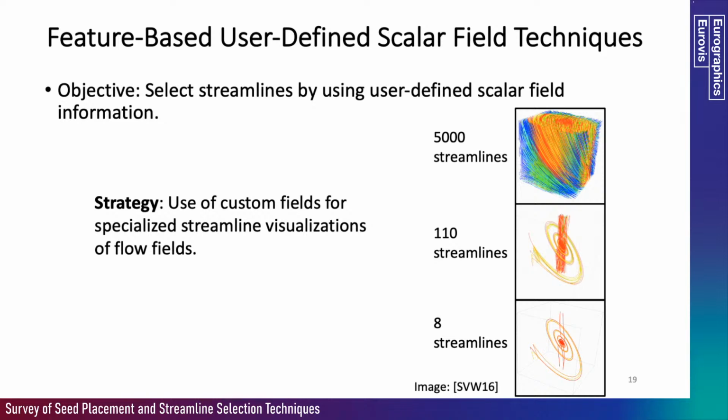The third class of feature-based techniques covers multiple works that use user-defined scalar fields to select streamlines. In the example here, a scalar field called the box counting ratio is used. This scalar field provides a measure of the space-filling properties of a streamline. Using different thresholds for this user-defined scalar field, we can see how the domain can be visualized using 5000, 110, or 8 streamlines.